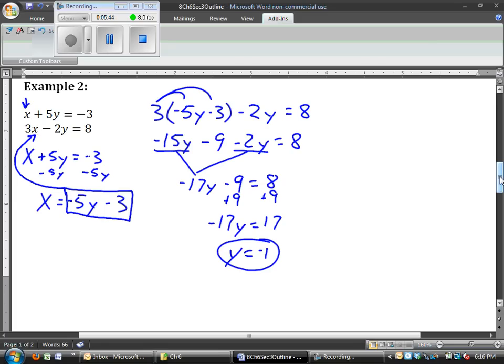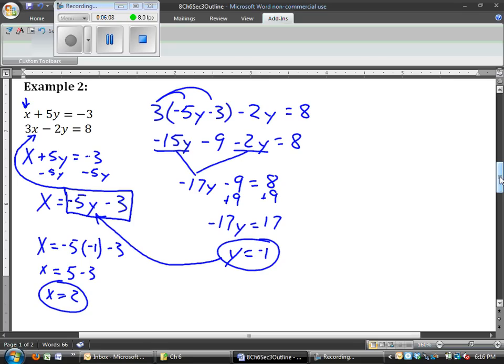What do I now have to do? Take that negative 1, plug it in there so I can find x. So x is equal to negative 5 times negative 1 minus 3, which means x is equal to negative 5 times negative 1 is 5 minus 3. So x is equal to 2.